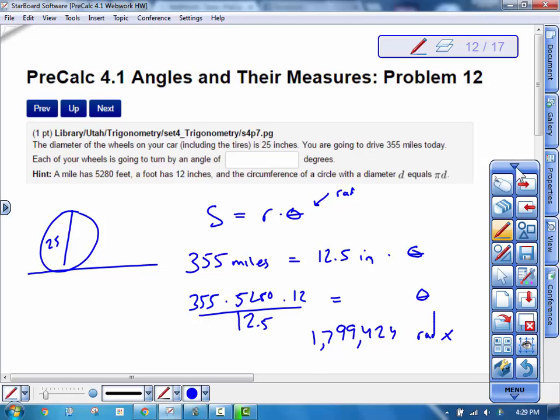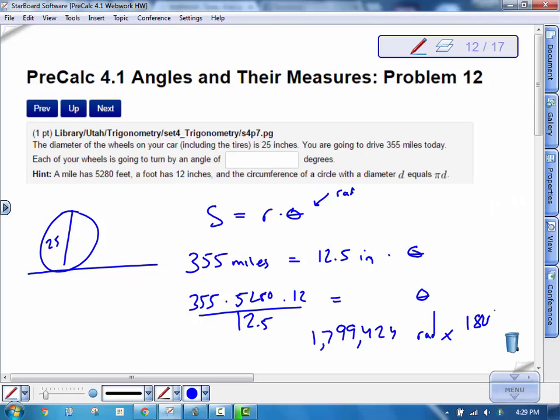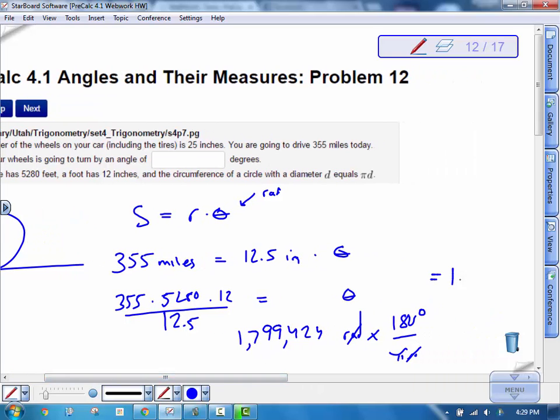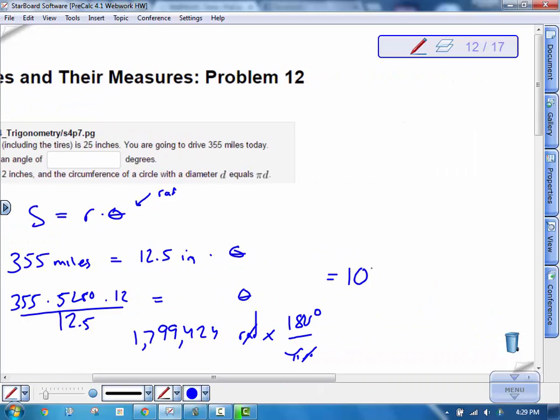Now I need to convert that to degrees. I'm going to multiply by 180 degrees over pi radians. So if you basically multiply by 180 divided by pi, that gives you the answer you're looking for, which is this huge number, 103,099,400 degrees. Okay, that's a lot of degrees that your wheel turns through, but that's the answer we're looking for.